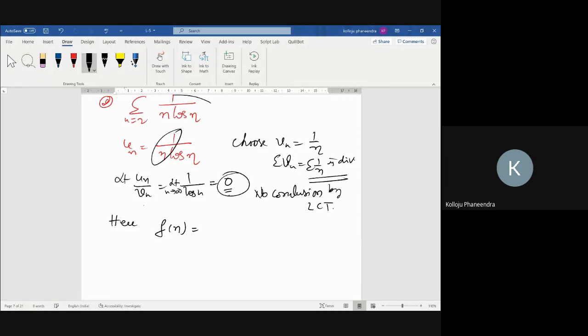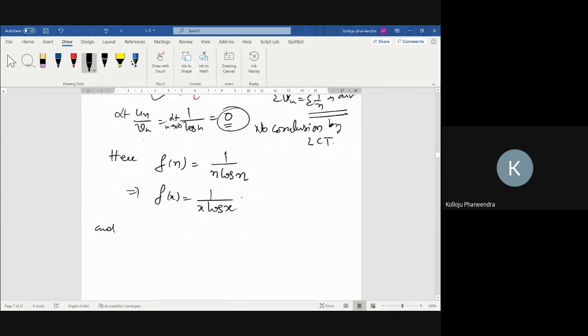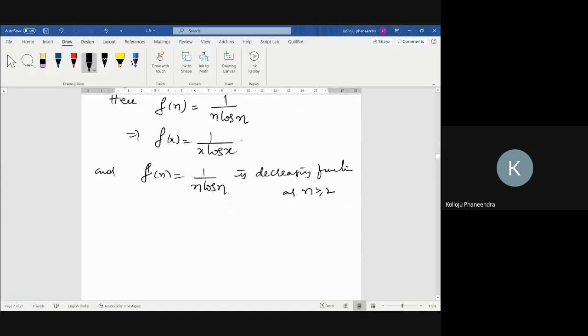Take this as f of n, 1 by n log n. This implies, what is f of x? 1 by x log x. And what is the function? This 1 by f of n equal to 1 by n log n is a decreasing function, as n is greater than or equal to 2. Is it correct? Let us check.